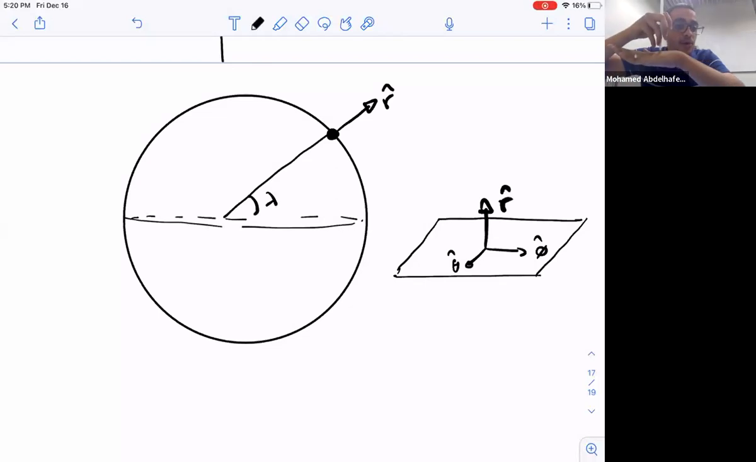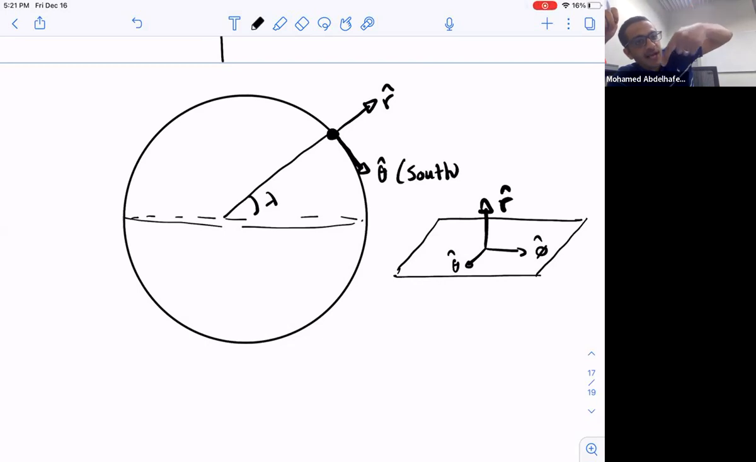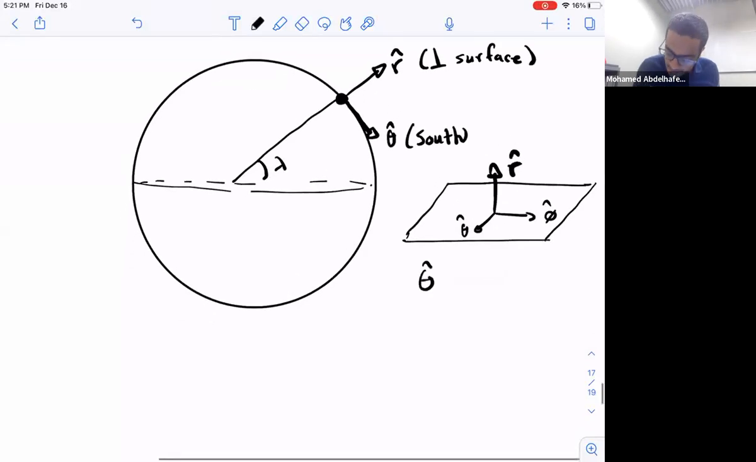r hat is perpendicular to Earth. Theta hat and phi hat exist in our plane, such that the usual definition for theta hat is going like this. In that sense, you should translate theta hat in your mind to be south. This is the south direction, because if you exist at this latitude right here and you move that way with theta hat, you're going south. That's the south of the Earth. So the translation of r hat is perpendicular to the surface. The translation of theta hat is south, so theta hat is south, and negative theta hat is north.